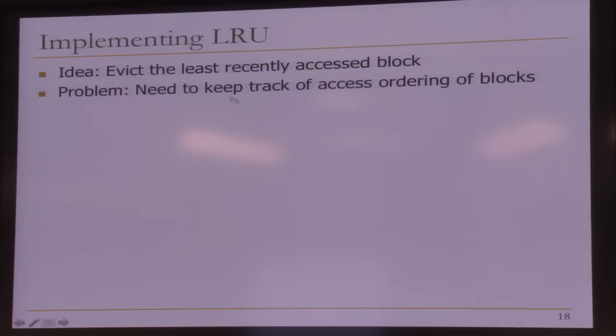The problem is you need to keep track of access ordering of blocks. And if you have a direct map cache, that's not a problem. But if you have a fully associative cache, it's really a full total order that you need to keep track of across all of those blocks in the cache, right?